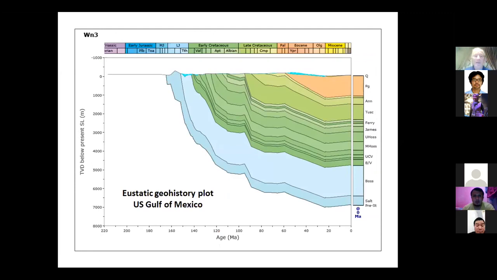So I want to move a bit into IGA analysis. Here we have a location in the U.S. Gulf of Mexico. It's a eustatic geohistory plot. You can see that the cyan water surface here is indeed not flat, but it's a relatively minor perturbation on this. This is a nice eustatic geohistory plot. You could see easily the ages and so on. You could see the deepening of the basin with time. And then you can even see the termination of sedimentation here and the uplift and beginning of erosion.